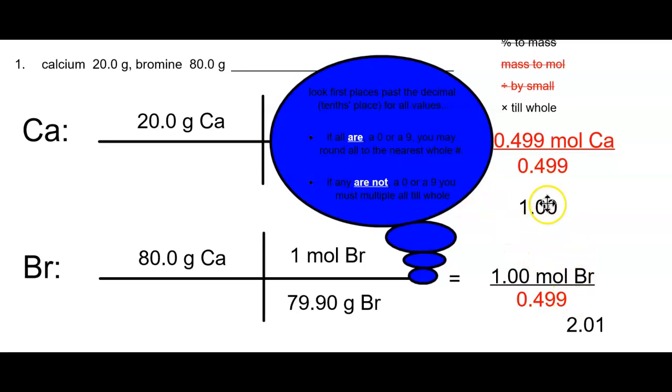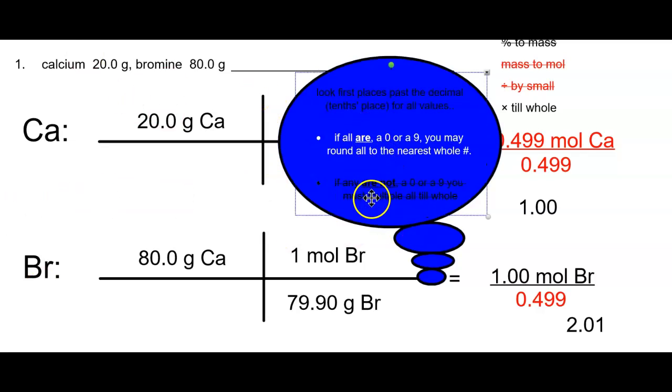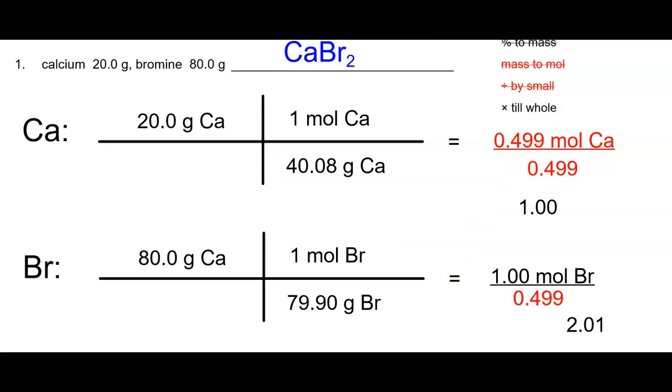So this is true, that's a 0, so I can just round, which means I don't have to worry about the multiply to whole, because this is true and that is not. So I do not have to multiply to whole. I can instead just round, because I have 1 calcium and 2 bromines. So this step here was skipped because we did not need it, as the numbers were already whole numbers.